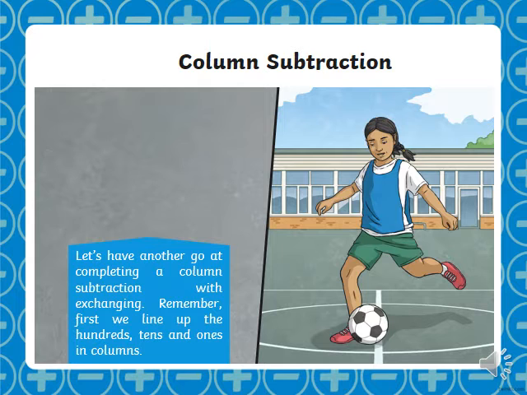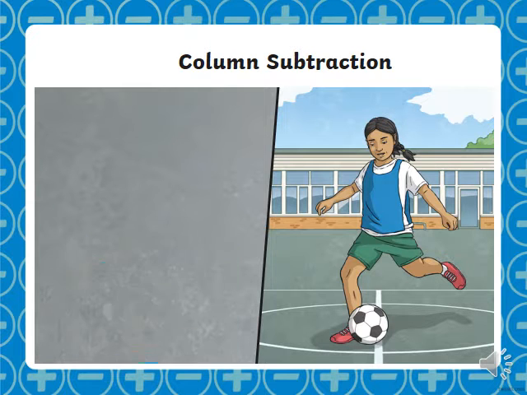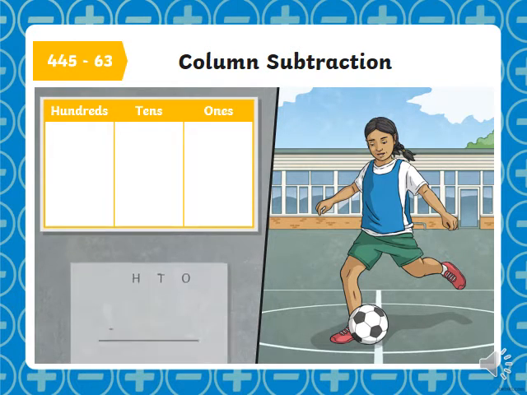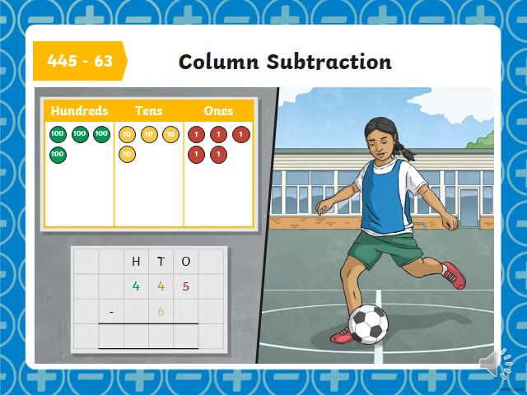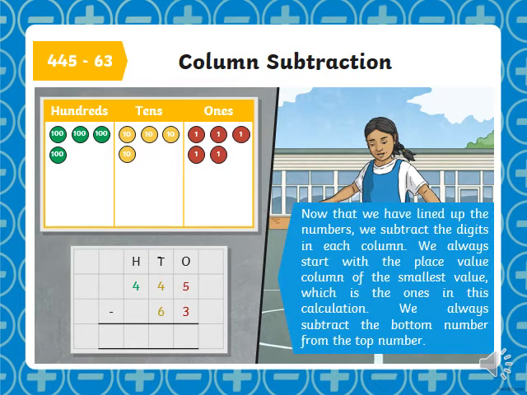Okay, let's have a look at another one. So remember, first we have to line up all of those numbers in the correct column. We've got 445 take away 63. 4 hundreds, 4 tens, 5 ones, and we're taking away 63.